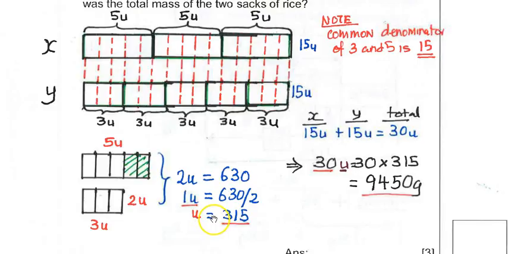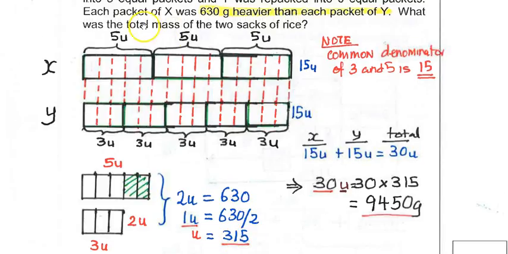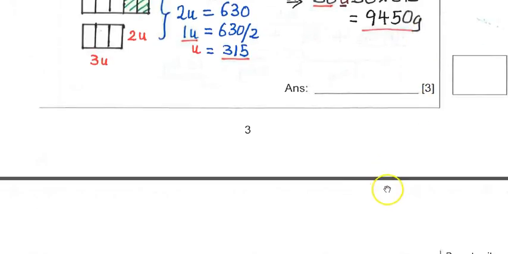Right? Take your time. Now, what is the question? Total mass of the two sacks of rice. It means these 15U, total there are 30 U's. All you have to do, take 30 U's times 315, which is 9,450 grams. Next.